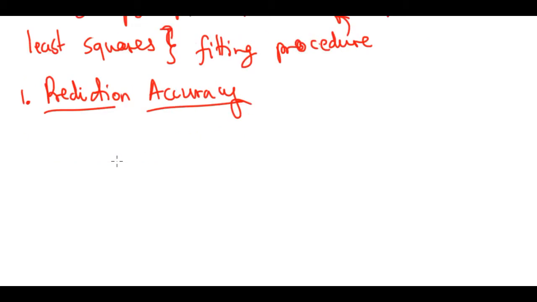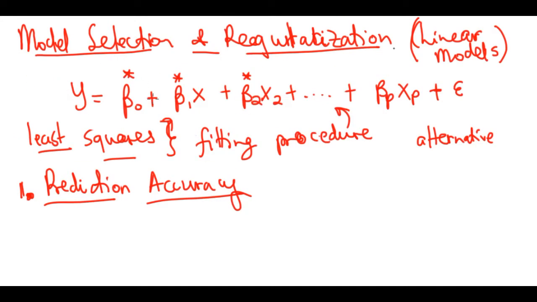We are going to discuss the alternative fitting procedures later. But for now, reason number one for not using least squares is prediction accuracy. What we mean is that least squares works when the relationship between y and the predictors x is approximately linear. If the relationship is linear, least squares will work very well.